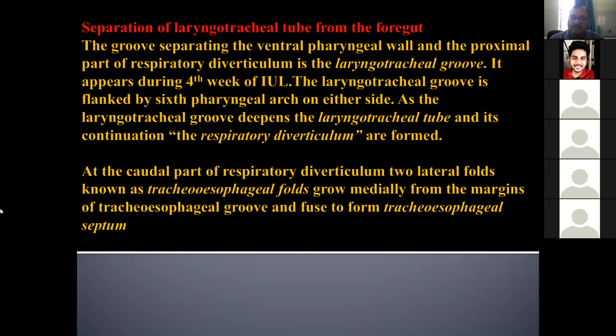Since foregut is giving rise to many structures, it is giving rise to the formation of pharynx, it is giving rise to the development of esophagus, it is giving rise to the development of parts of respiratory organs. So it has to be separated from the foregut. The groove separating the ventral pharyngeal wall and the proximal part of respiratory diverticulum is the laryngotracheal groove. It appears during 4th week of intrauterine life. Now let us see in the diagram.